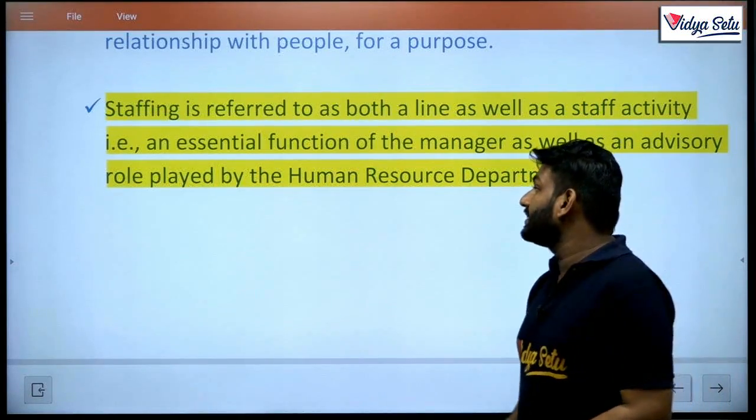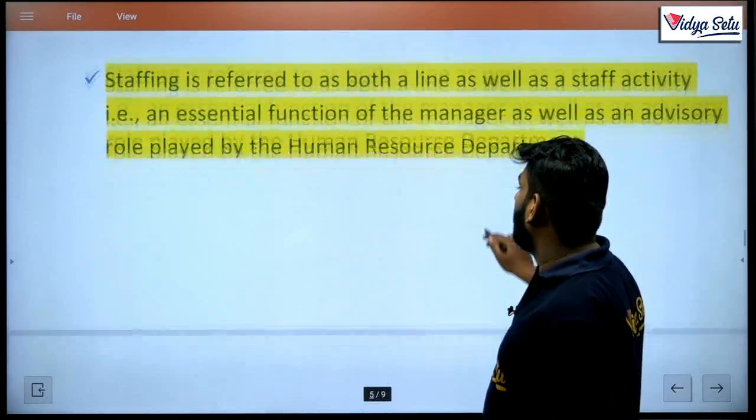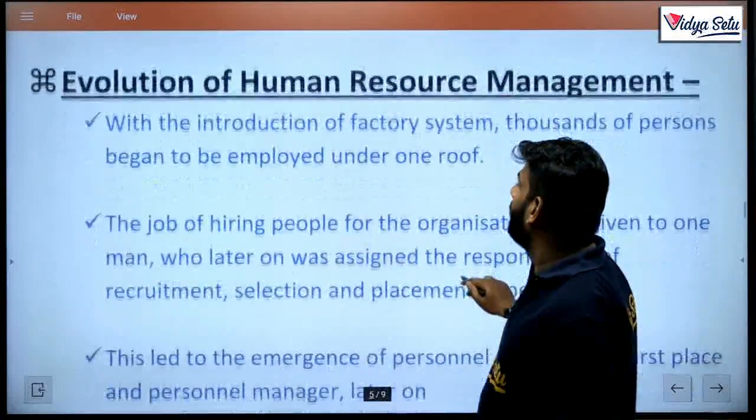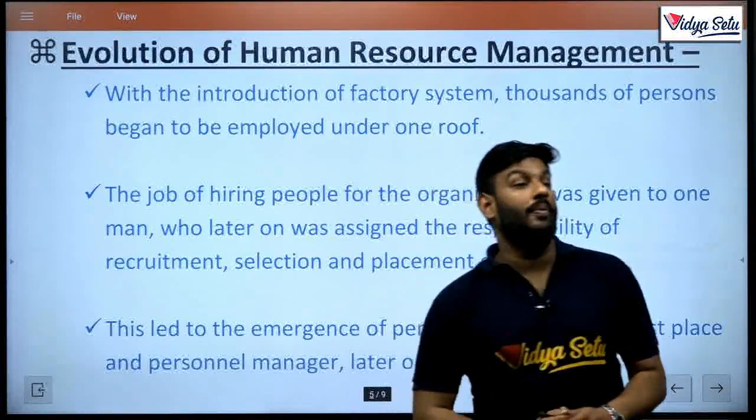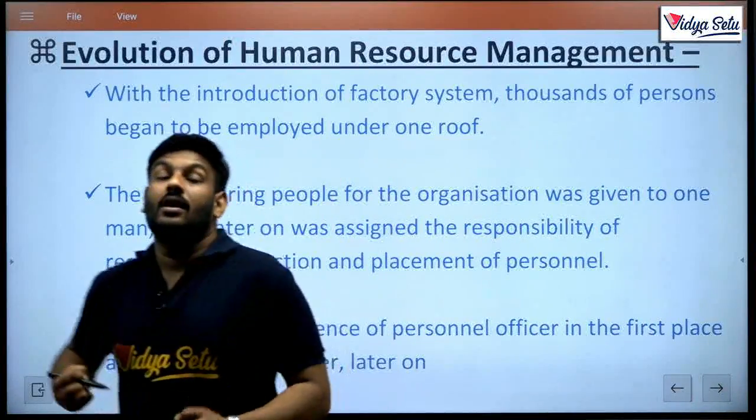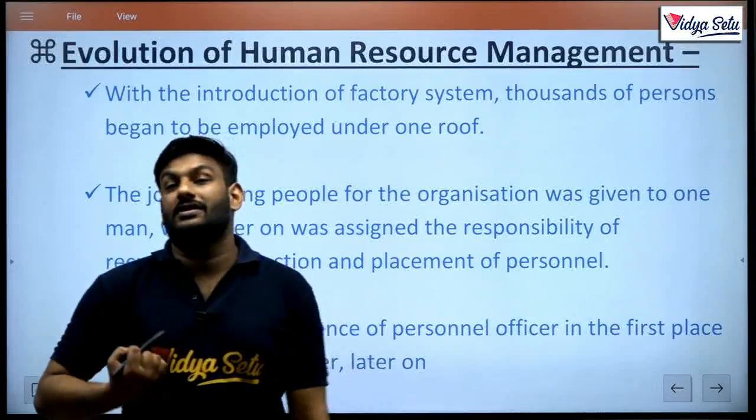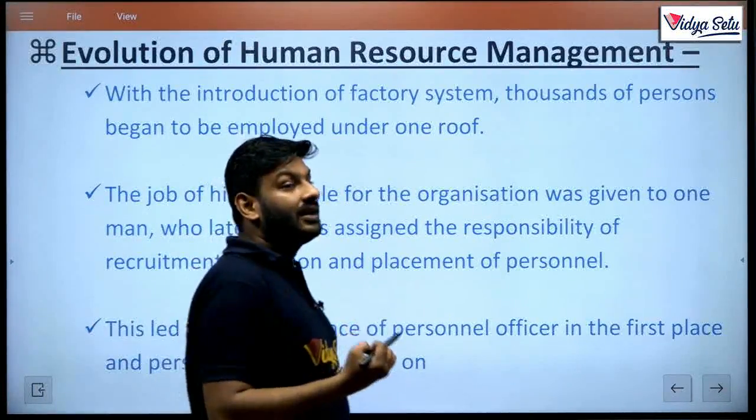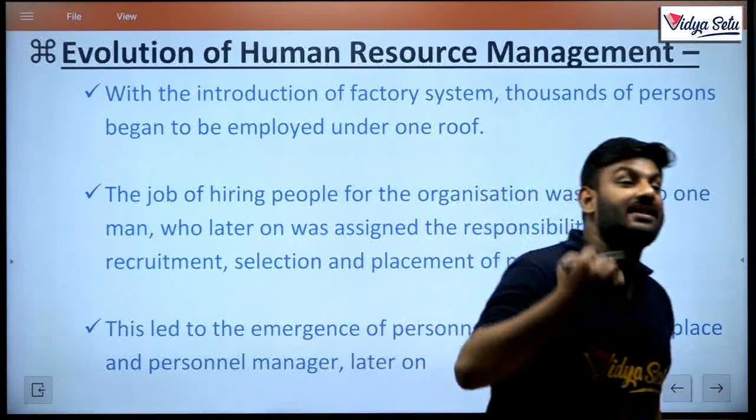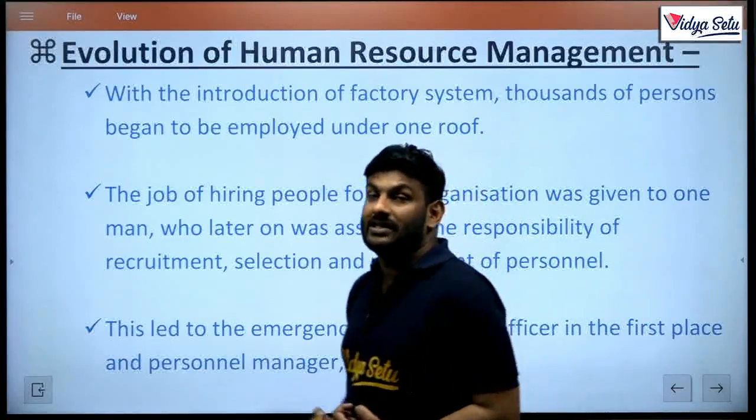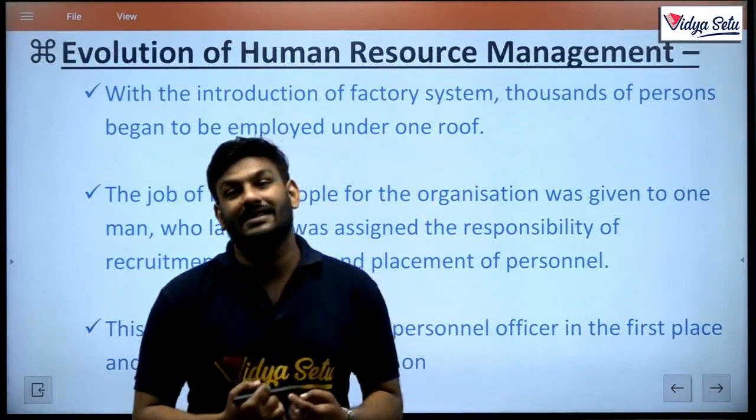Clear? So this is all about the evaluation of HRM. Now in our next class we begin with our new topic, and that is the staffing process. As in, sir, how can we follow the process of staffing, what are the points we require, or whenever we are going to select a person, what are the various steps we are going to observe. So all these questions can be discussed in our next class. Till then, thank you.